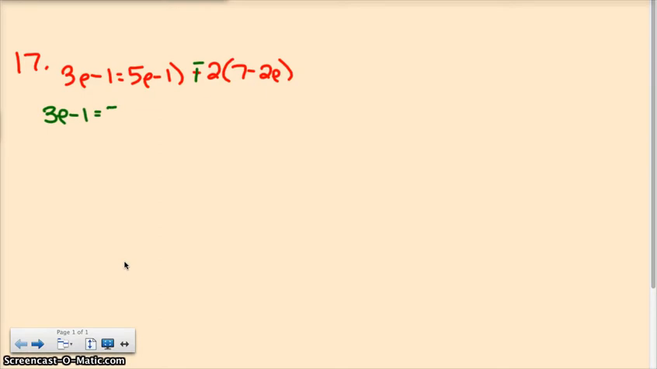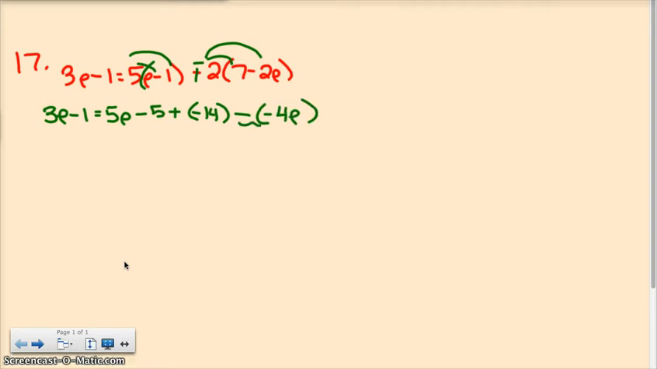All right, we're on number 17. We have 3p minus 1 equals 5p minus 1 minus 2 times 7 minus 2p. I'm going to have to distribute twice again here, and I want you to be careful that you're actually distributing a negative 2. So 3p minus 1 equals 5p minus 5, me distributing the 5, plus negative 2 times 7 is a negative 14, minus a negative 2 times 2 is a negative 4.